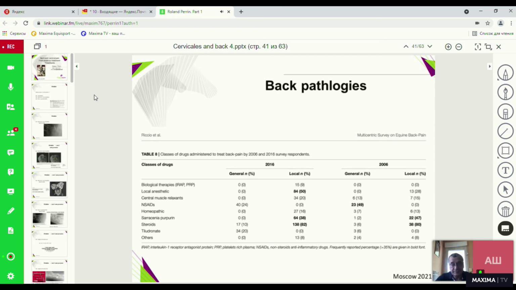Здесь вот снова мы возвращаемся к статистике с 2006 к 2016 году. Мы видим, что несмотря на многообразие различных средств, препаратов, которые мы можем использовать, в частности, существуют и биологические различные препараты, которые можно использовать, тем не менее, все равно лидерами для инъекций такого рода остаются стероиды.